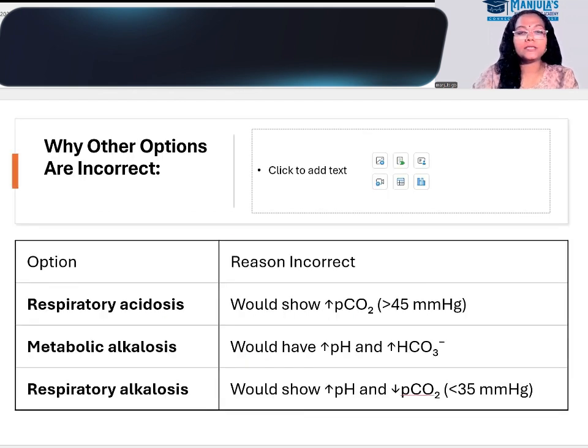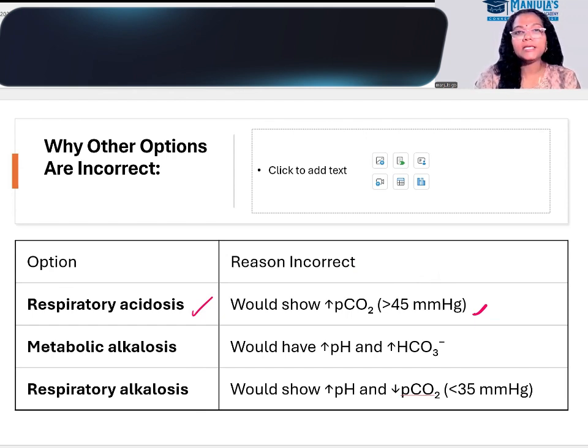Why are the other options incorrect? The other options were respiratory acidosis. Now, if it would have been respiratory acidosis, the PCO2 value would have increased. It would have gone above 45 millimeters of mercury. Okay, I hope you understand this.